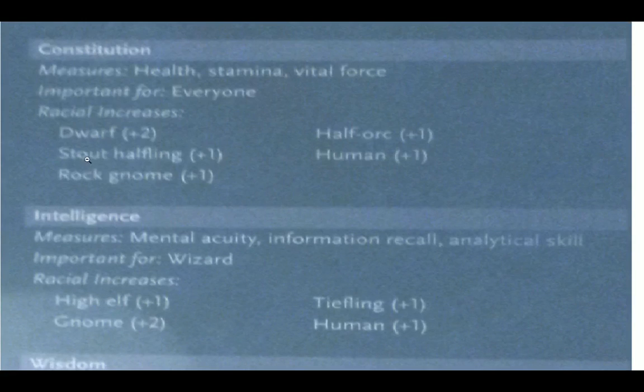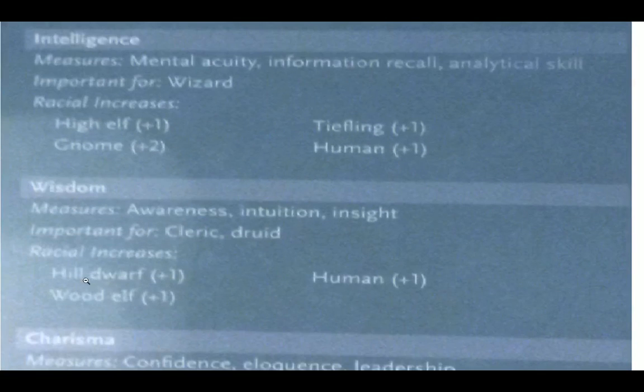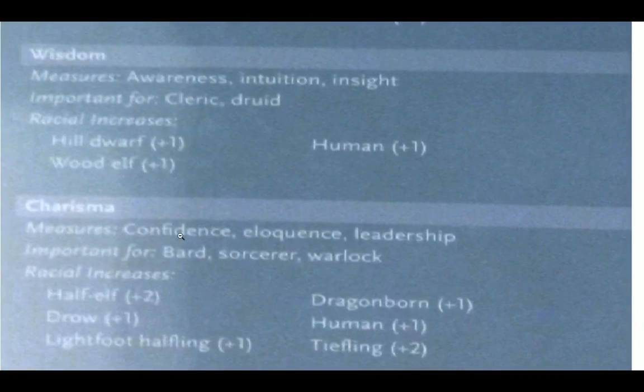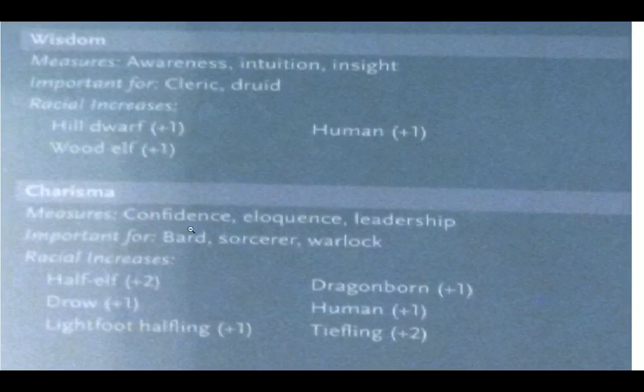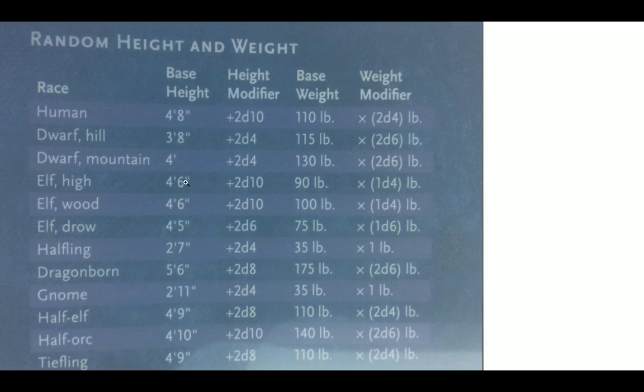Do note that you have stuff like Stout Halfling, Rock Gnome, Hill Dwarf, Wood Elf. Those are sub-races. We'll get into that when we make the character in a moment. Here is the character random height and weight chart. If you're going to make one, might as well use it.